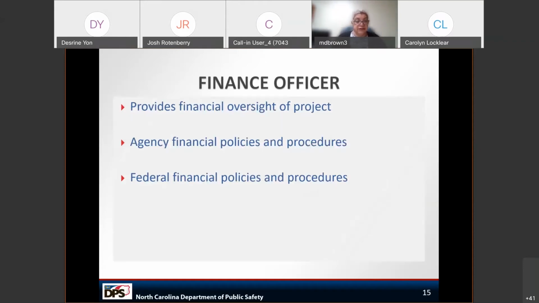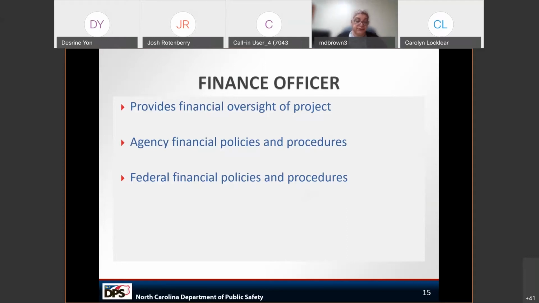The finance officer is your inside person on finance. That's the person on your staff who provides the financial oversight of your project, knows your agency's fiscal financial policies and procedures, and knows the federal financial policies and procedures. So basically, your finance officer should have a strong working knowledge of all things financial that relate to your grant. They should work hand in hand with your project director in terms of answering any questions, and they definitely should be at your site visit.